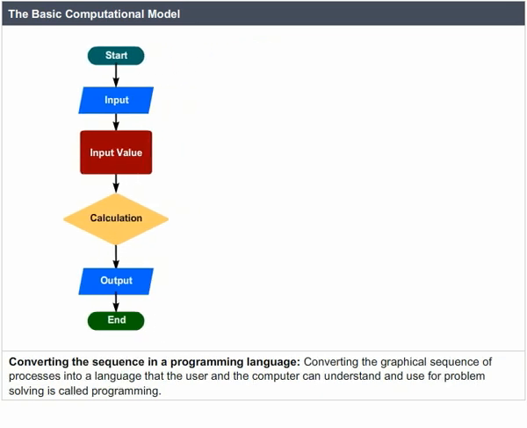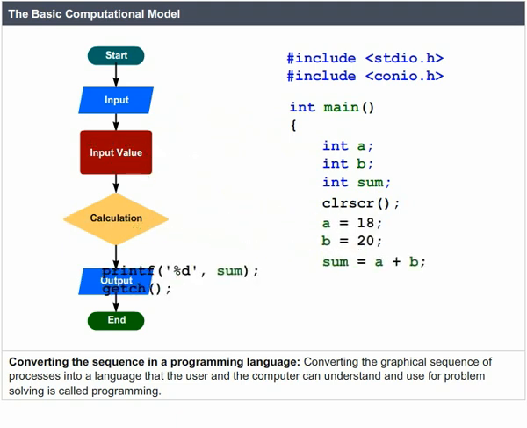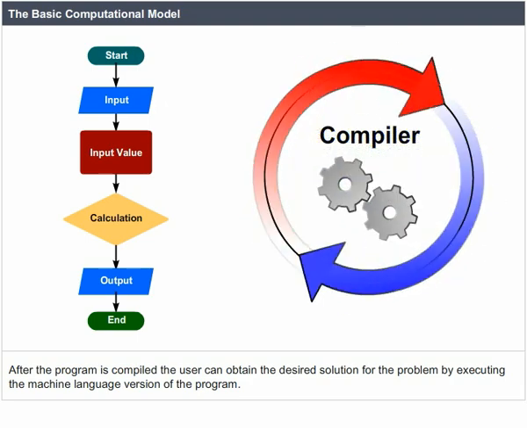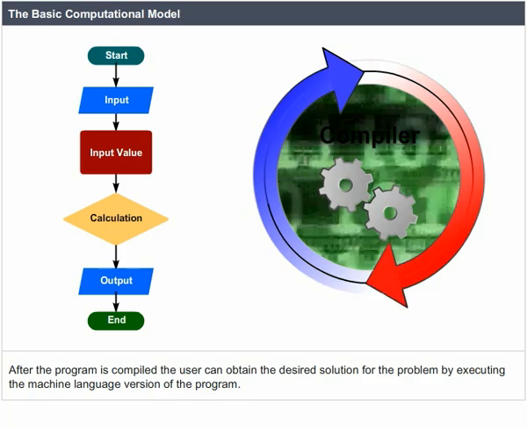Converting the sequence in a programming language. Converting the graphical sequence of processes into a language that the user and the computer can understand and use for problem solving is called programming. After the program is compiled, the user can obtain the desired solution for the problem by executing the machine language version of the program.